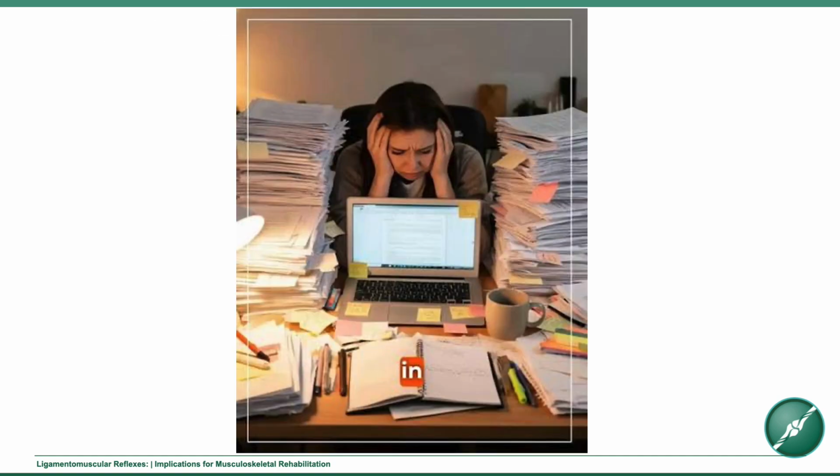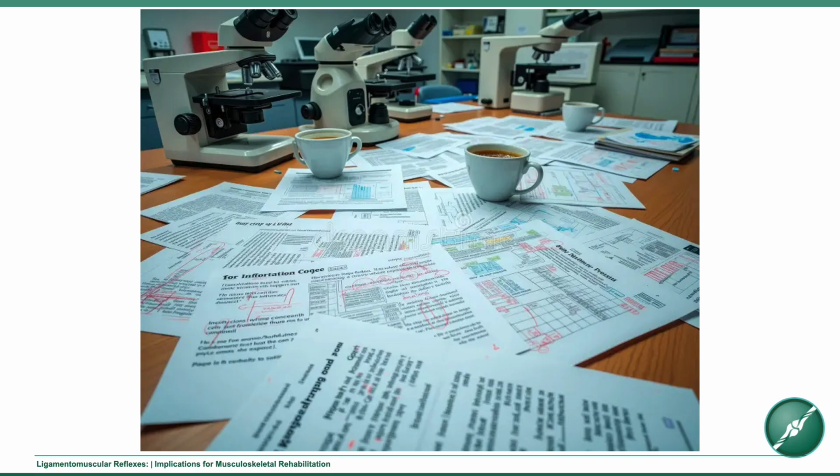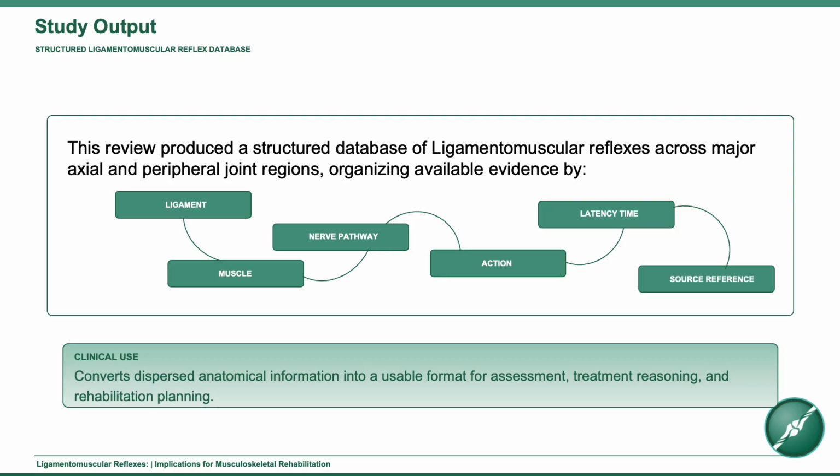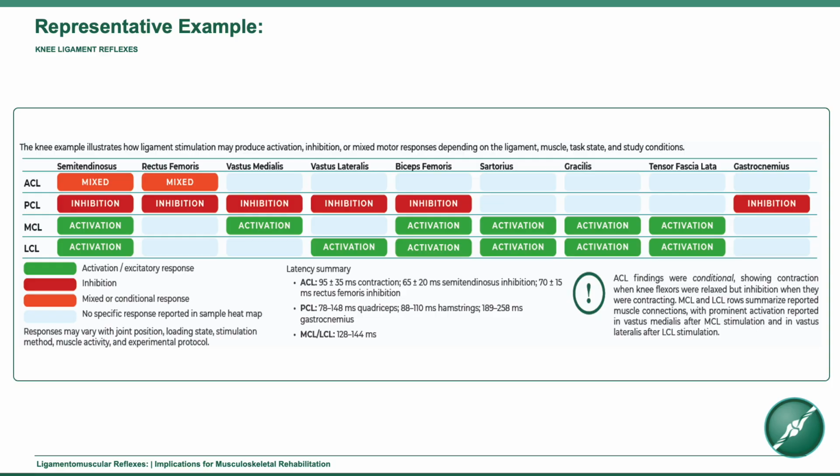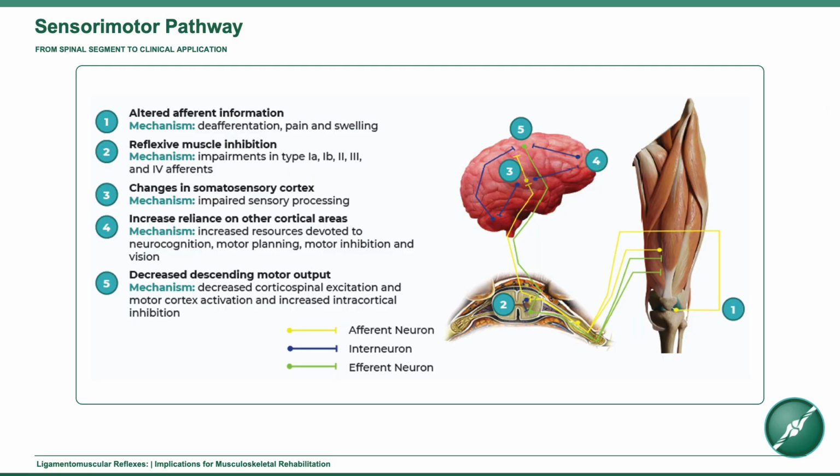I reviewed studies of ligament and joint capsule stimulation and muscle responses, organizing evidence by ligament, muscle, nerve pathway, response, timing, and source. Knee studies of the ACL, PCL, MCL, and LCL showed activation, inhibition, and mixed responses. They are not simply on-off switches. Responses vary with task and study conditions.